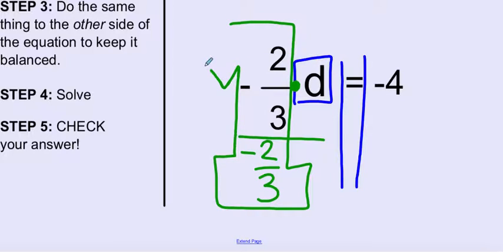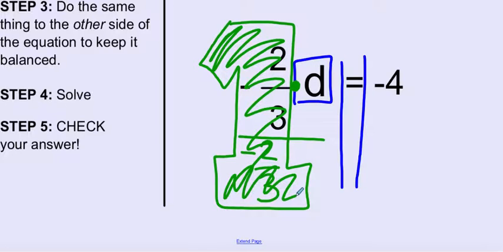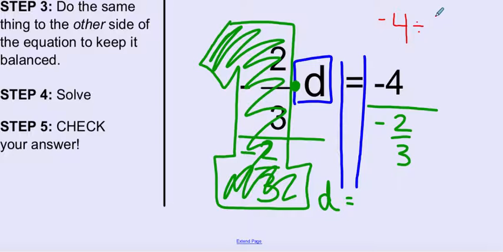Otherwise, I would not be able to get my fancy 1. Whatever I do to one side, I need to do to the other. So I need to go over here and divide by negative 2/3. Again, I take out my calculator and type it in. In case you don't have a calculator or you don't remember how to do it, remember that when I divide, this would be negative 4 divided by negative 2/3.